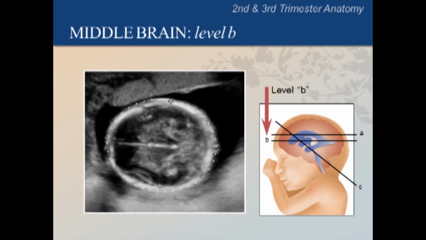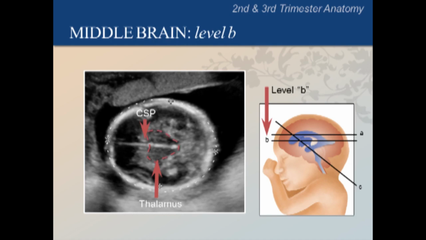This is a transverse image of the fetal head at level B. This level is very important because we will make a measurement at this level to estimate the gestational age of the pregnancy. We will cover this in the next lecture. Level B slices through 2 structures called the thalamus and the cavum septum pellucidum, or CSP.